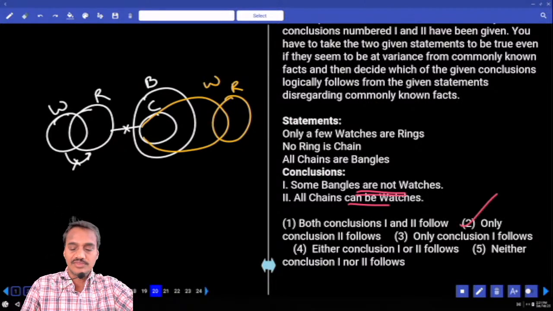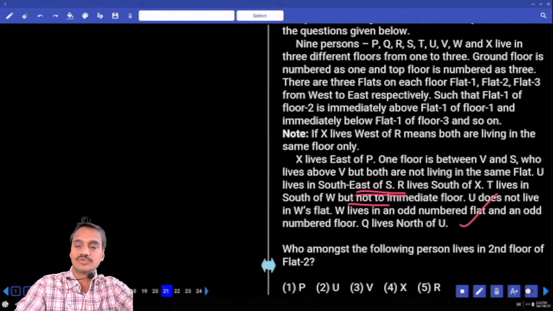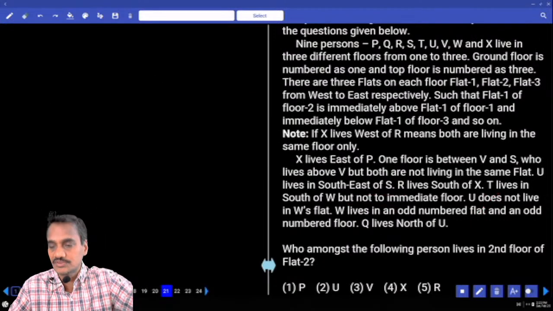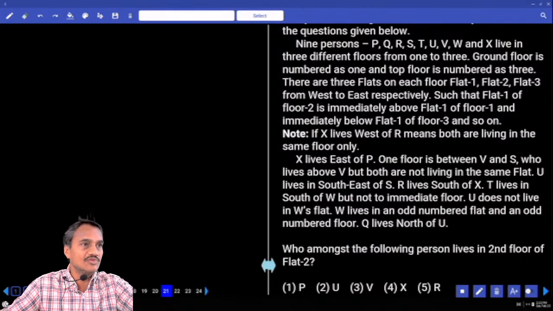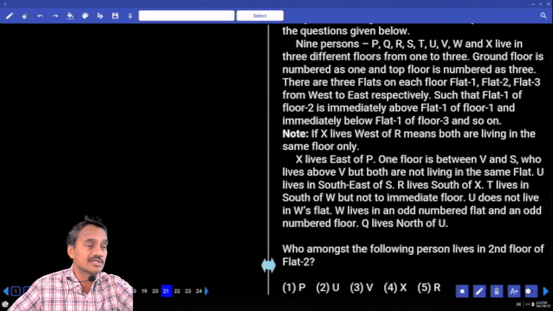Done with this? Then 21 to 25. Now in this 21 to 25, there are 9 persons living on 3 different floors and 3 different flats. Now 3 floors, 3 flats, and should we take the first priority or the second priority? Take this one as first priority, starting from here, it used to be second.